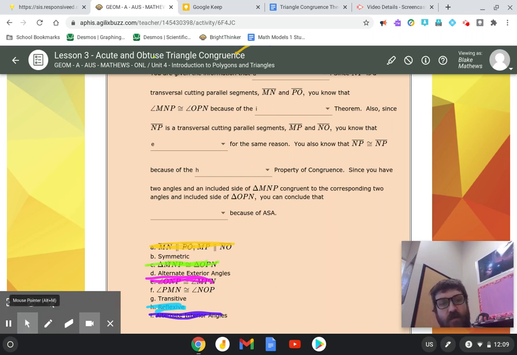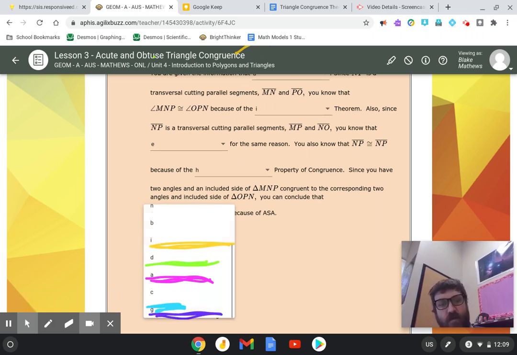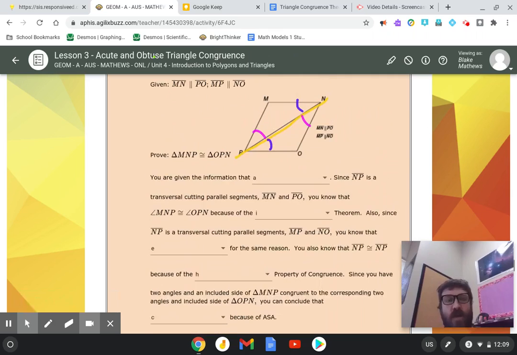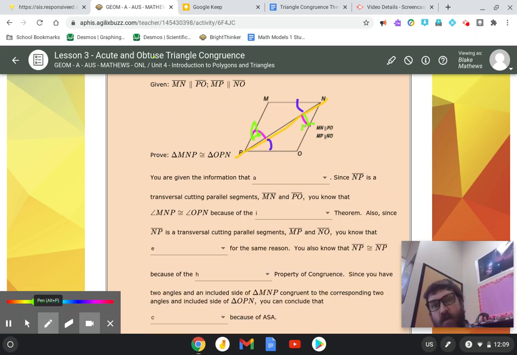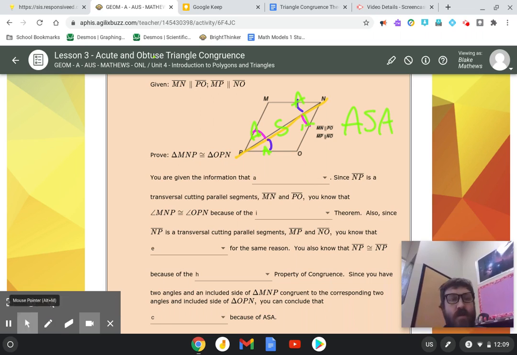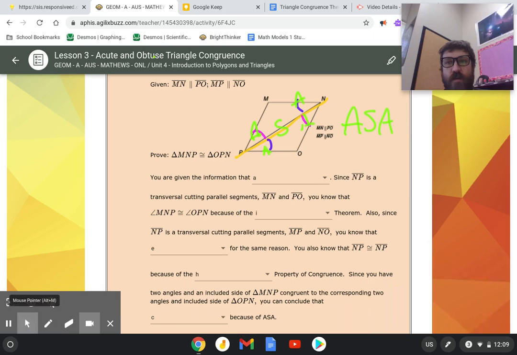We know those two triangles are congruent because of ASA, because we had two angles and a side. And I'll show you that real quick. We have angle, angle, angle, angle, and the side in between. That's going to be angle, side, angle. All right, thanks for bearing with me on those proofs.